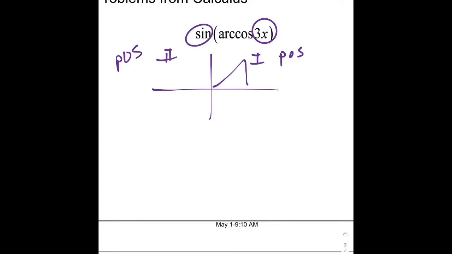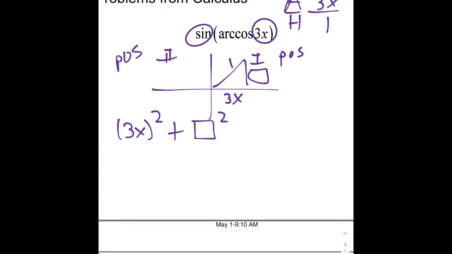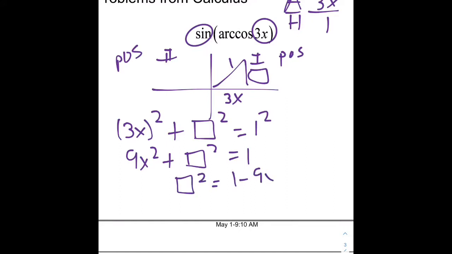So arc cosine, we're looking at adjacent over hypotenuse. So that is 3x over 1. So my adjacent is 3x, and this is 1. I'm going to do Pythagorean theorem again, but remember that this value is going to be an expression, not a concrete whole number. So I'm going to have 3x squared plus my unknown squared. I'm just keeping it a box so you're not confused with the x, and that equals 1 squared. So this is 9x squared plus this dude squared equals 1. This dude squared is equal to 1 minus 9x squared.